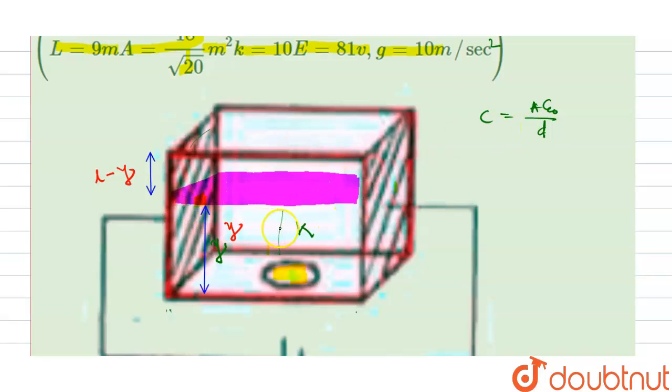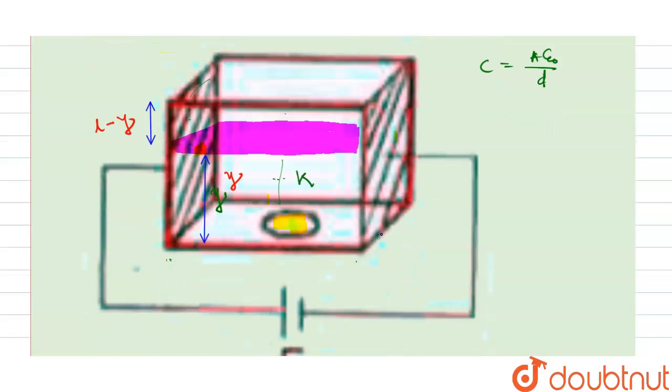Here there are two capacitors, one with dielectric constant K and another empty, and they are connected in parallel, as we can see, right? For a parallel combination we sum the capacitances of these two capacitors. Now we have to find y as a function of time t in order to find the capacitance as a function of time t.